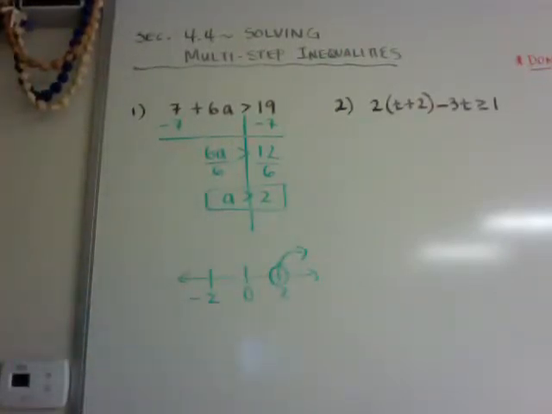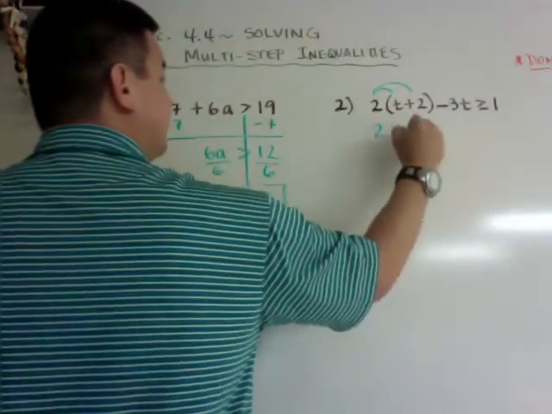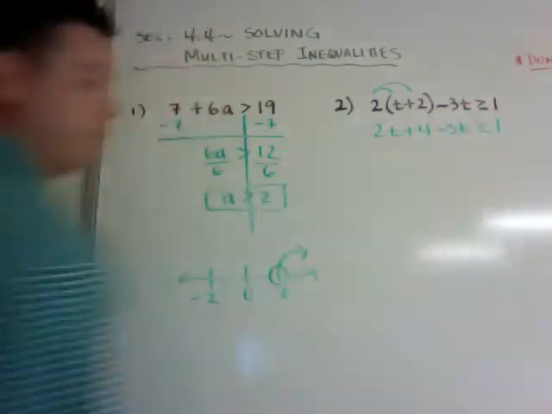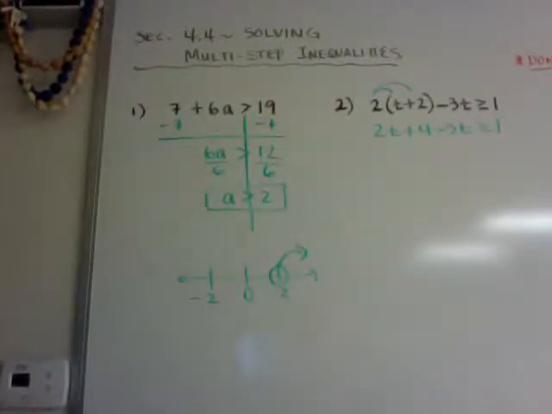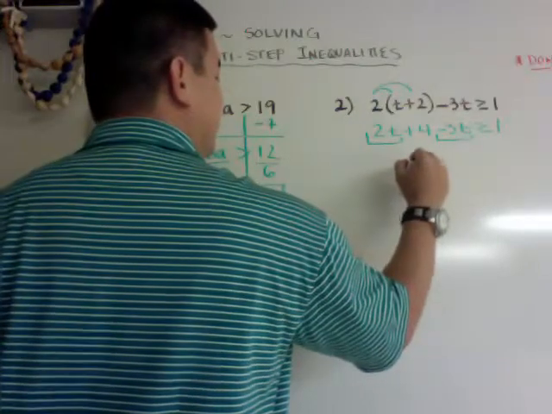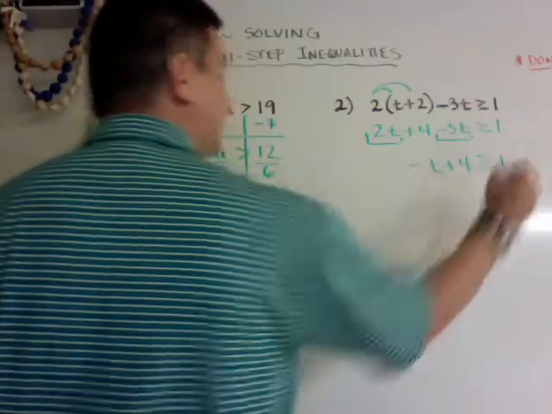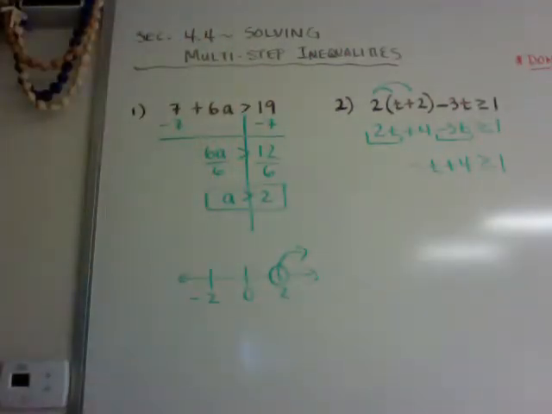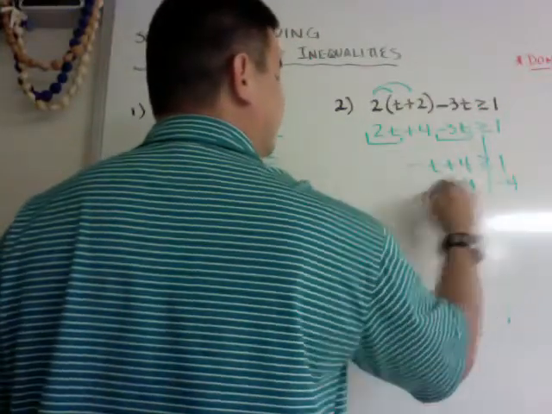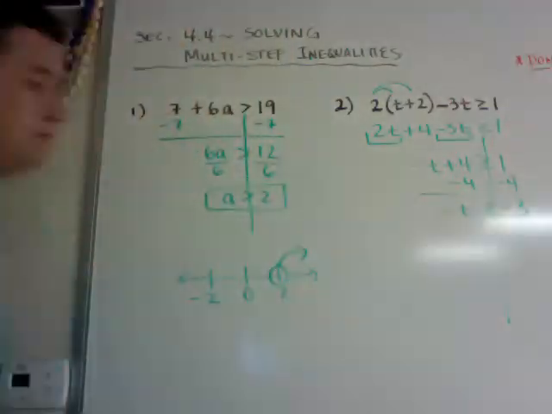Okay. On this one, I need to distribute. So I'm going to get 2t plus 4 minus 3t is greater than or equal to 1. I want to combine my like terms. So when I combine this with this, I'm going to get negative t plus 4 is greater than or equal to 1. Then I want to minus 4 from both sides. Sorry, I should have drawn this down. Minus 4 from both sides. And I get negative t is greater than or equal to negative 3.